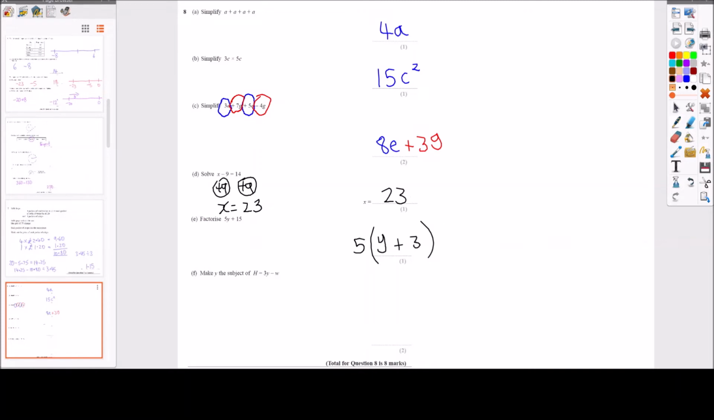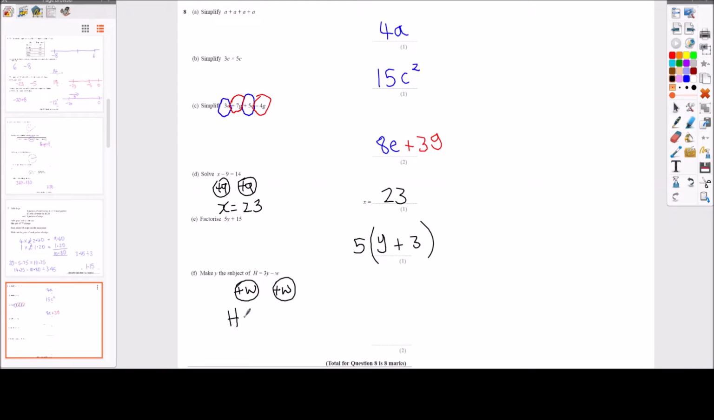5y plus 15. Now, to make y the subject, we have to rearrange it so we're just left with y equaling something. So 3y, leave that alone for now. Leave the 3 for now. Always leave the component next to the y to last. So the first thing to do is to undo this minusing w. What's the opposite of minusing w? It's adding w. So we're going to add w to both sides.